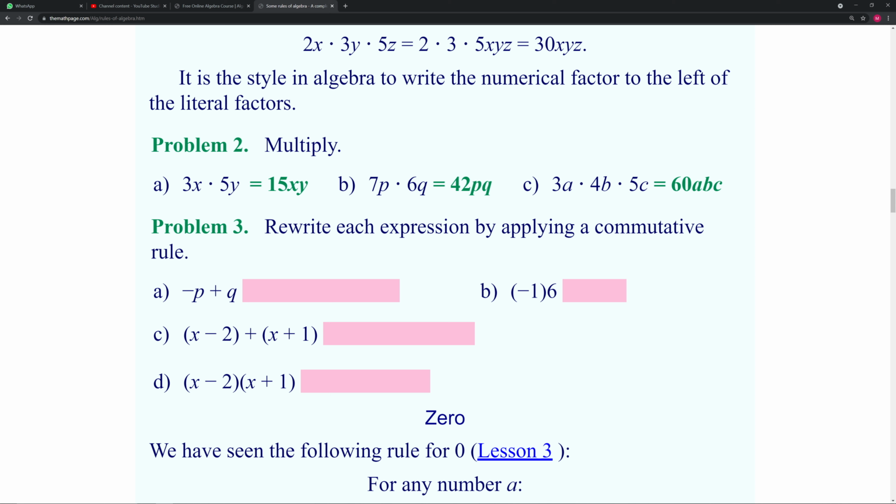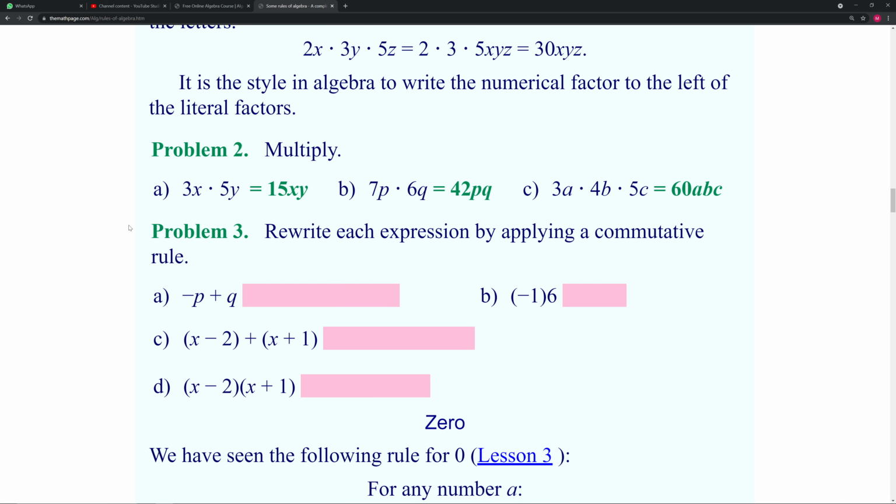And we're going to move on to problem 3. Rewrite each expression by applying a commutative rule. So what rule are we going to apply to this? We are dealing with sums, so it makes sense that we're going to use the commutative rule of addition.